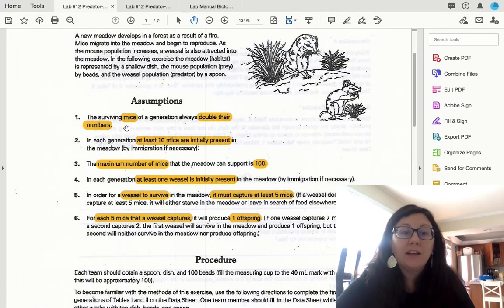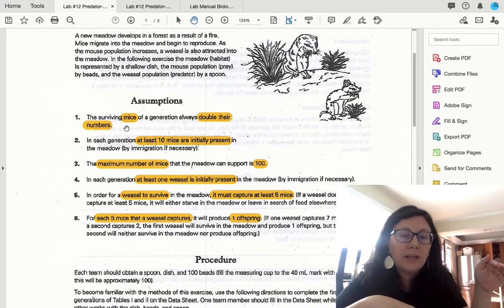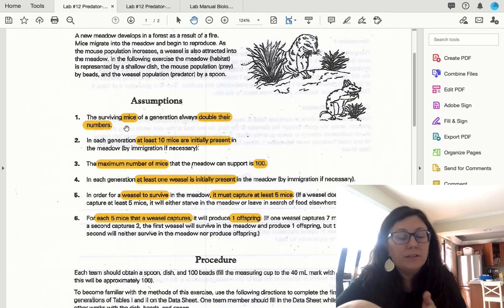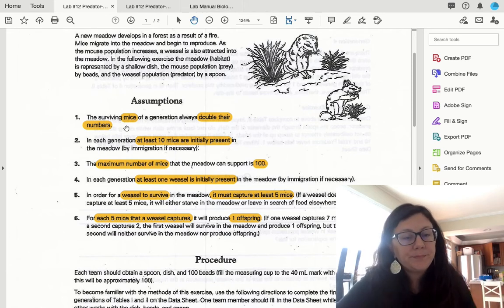The surviving, not the starting. So if you start out with 20, 5 get eaten, so you only have 15 left, you're not going to double from the original 20 and go to 40. You're going to double from the surviving mice.